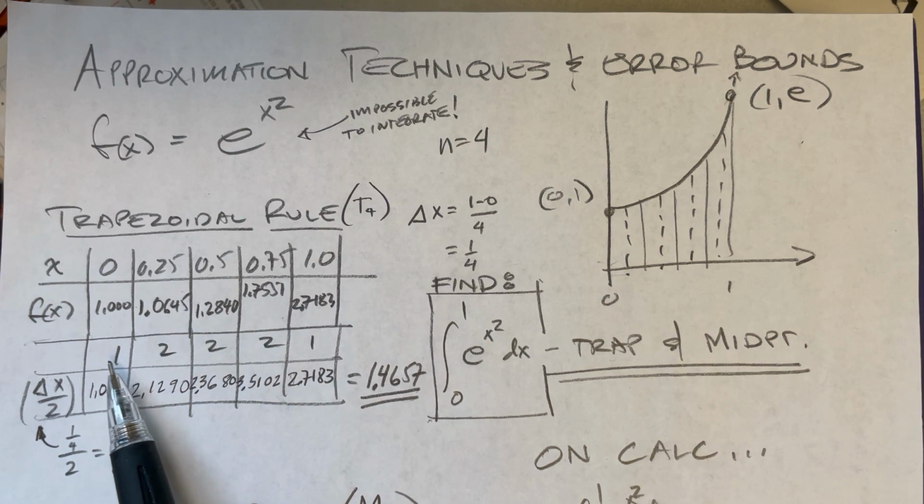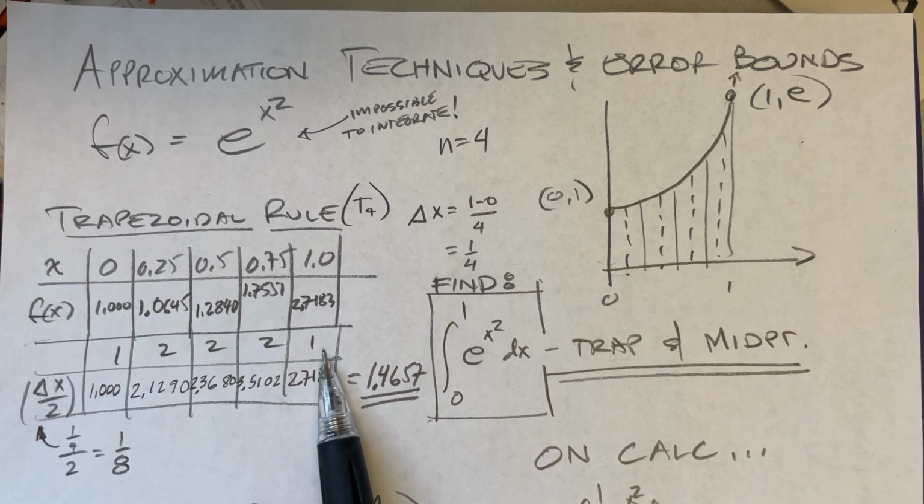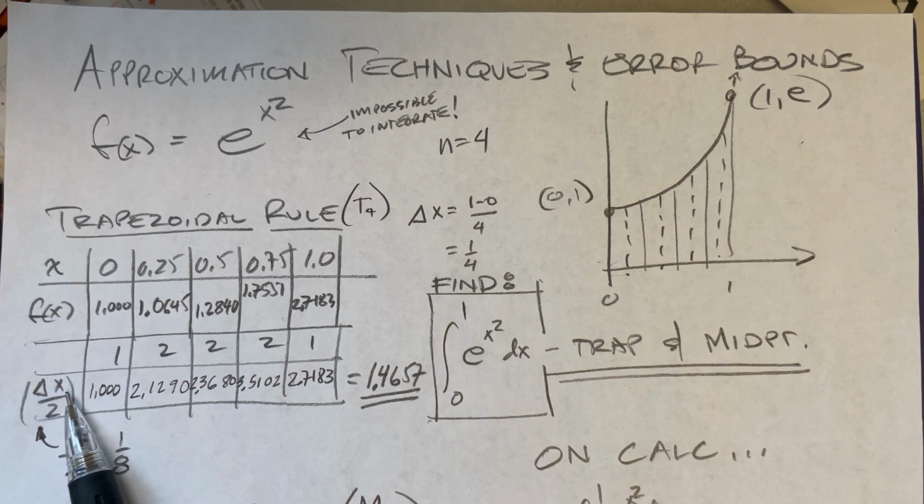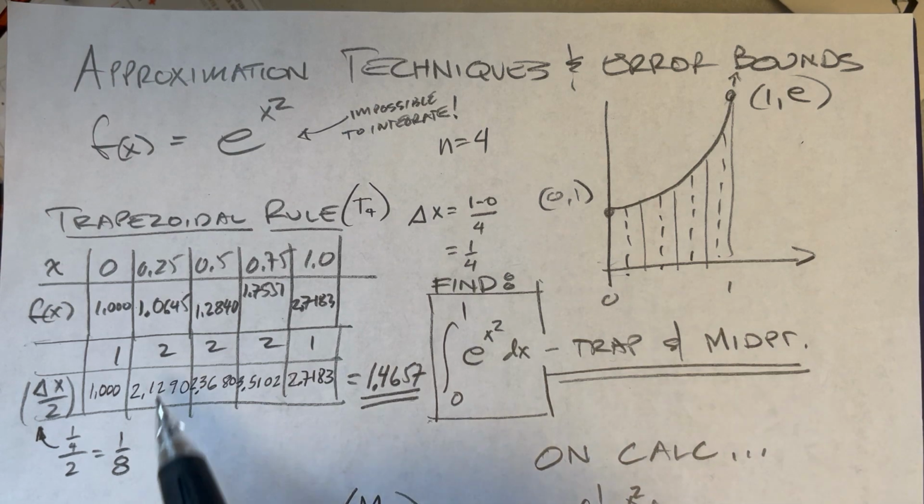So this is a simple pattern where you find each of those values. You're going to multiply each by 1, then 2, 2, 2, and the last one by 1. I take these numbers, I add them all up, and I multiply by the width of the interval, delta x, which in this case is 1/4, and then we divide it by 2. That's really the averaging of the bases for any trapezoidal area. So just remember it's delta x over 2, and in this case that's 1/8. So I add these all up, I divide by 8, and I get 1.4675. You can check all that. I'm just doing it longhand, so I think it's pretty good, but you can check it.